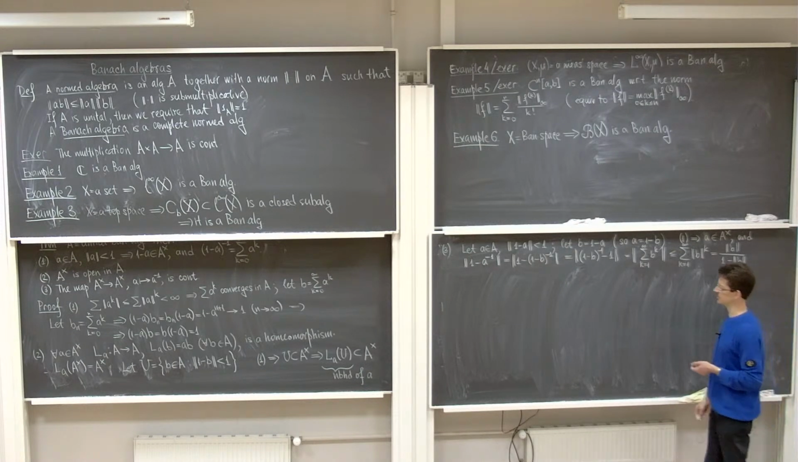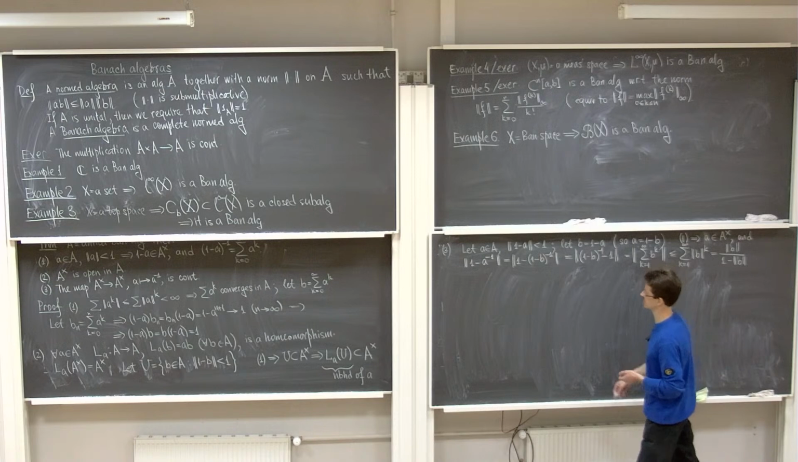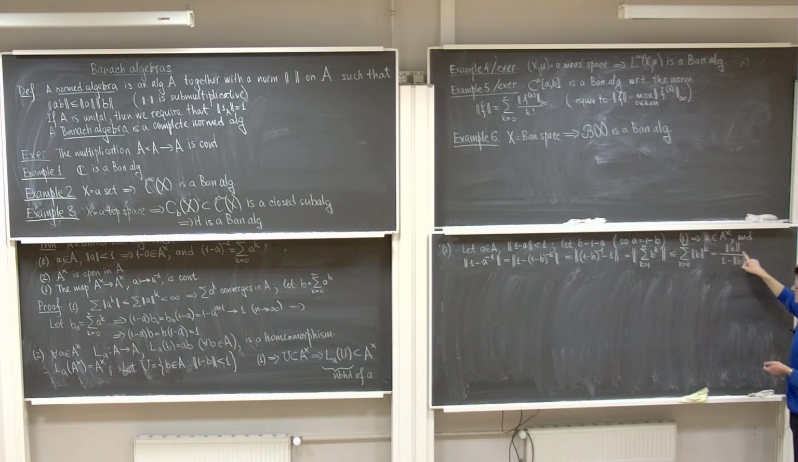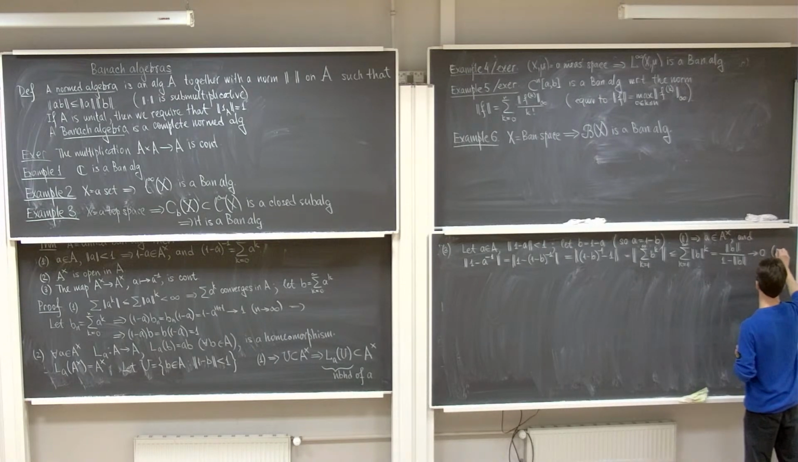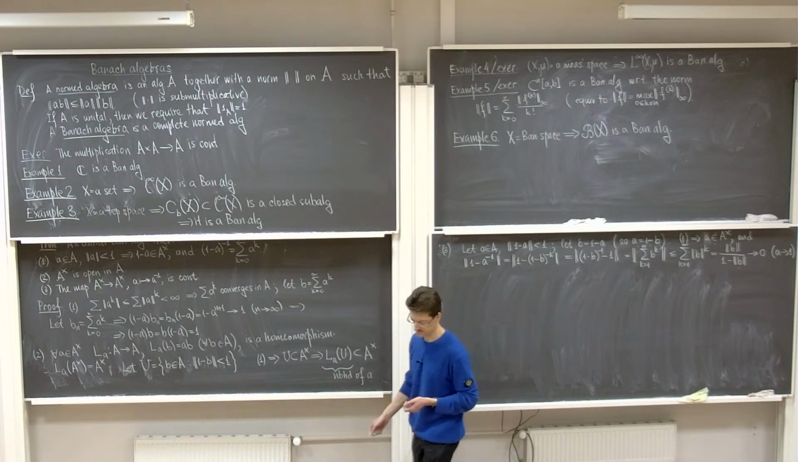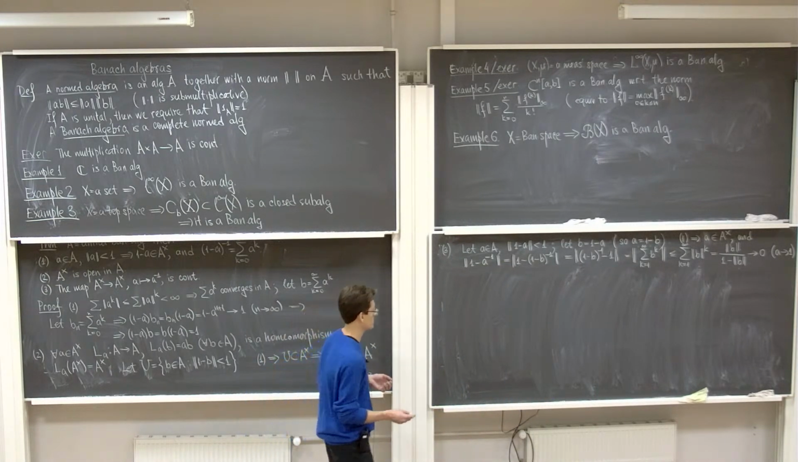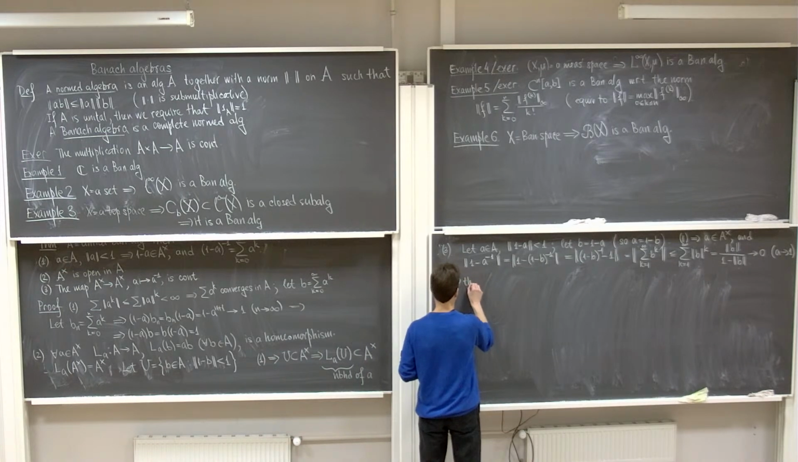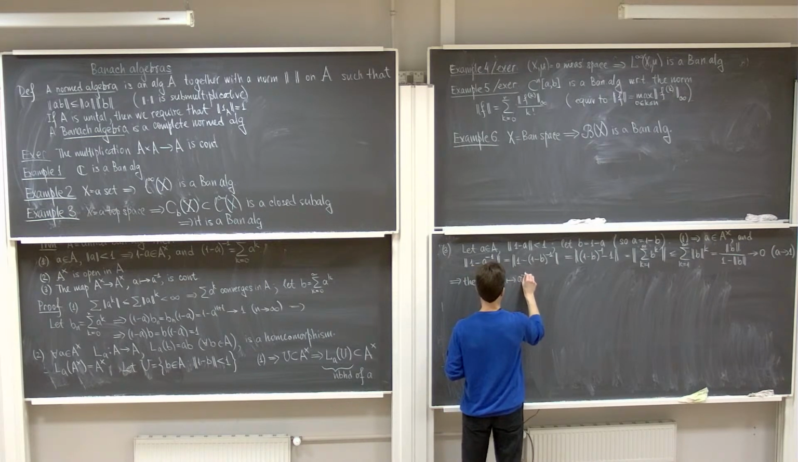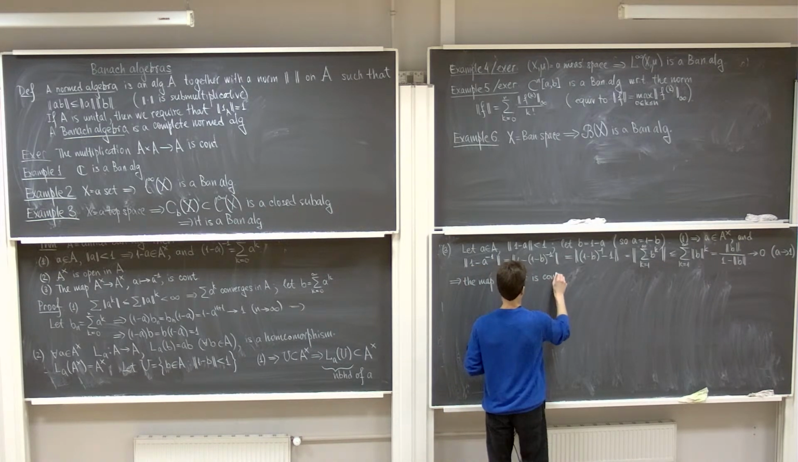Now, if a goes to 1, then b goes to 0. So this number goes to 0, and this number goes to 1. So everything goes to 0 as a goes to 1. And this implies that our map is continuous at the identity. Hence, the map which takes a to a inverse is continuous at the identity.